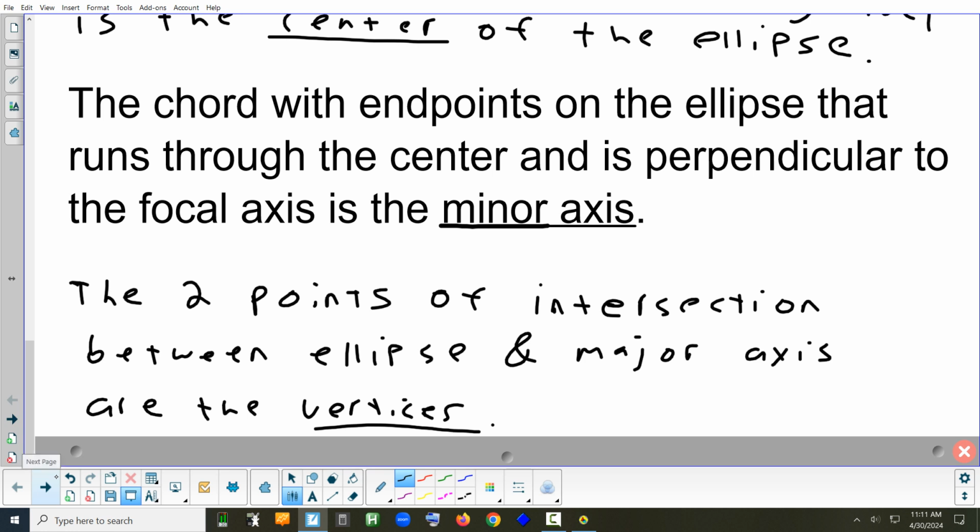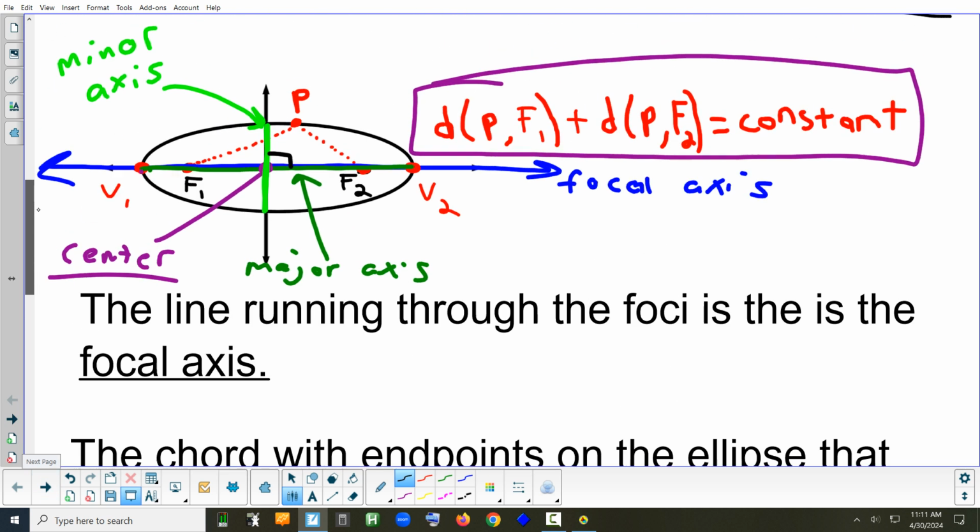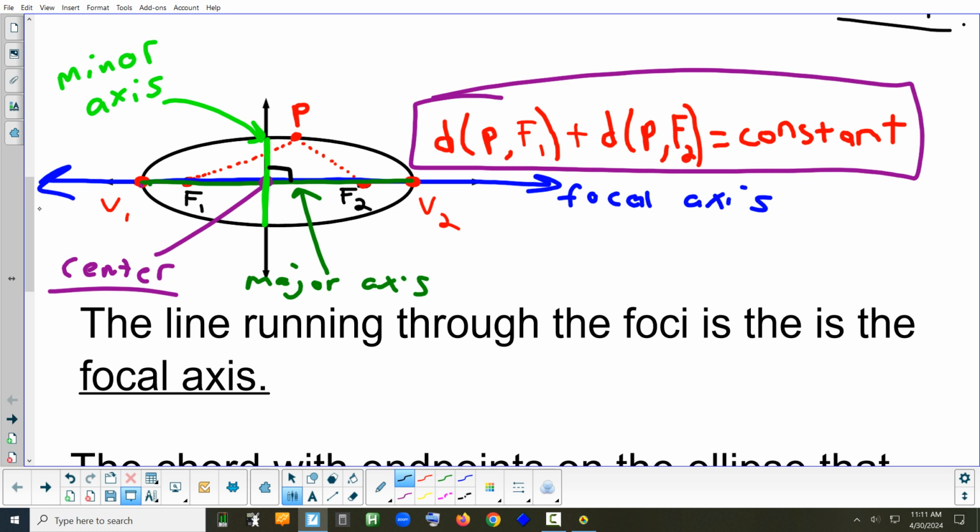All right, I mentioned this, but I didn't really define it yet. The two points where the major axis basically touches the ellipse are called the vertices. So the two points in red, V1 and V2. That's where the major axis would touch the ends of the ellipse. You could also think of it as where the focal axis crosses the ellipse. That's V1 and V2.